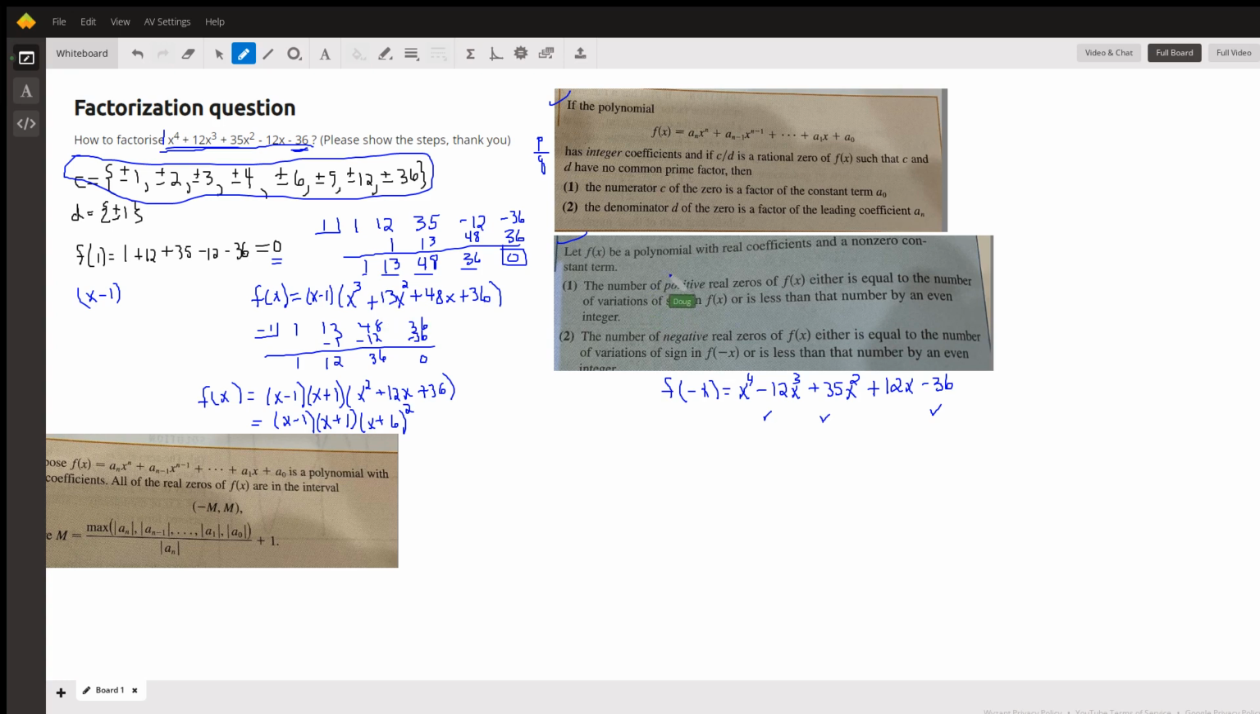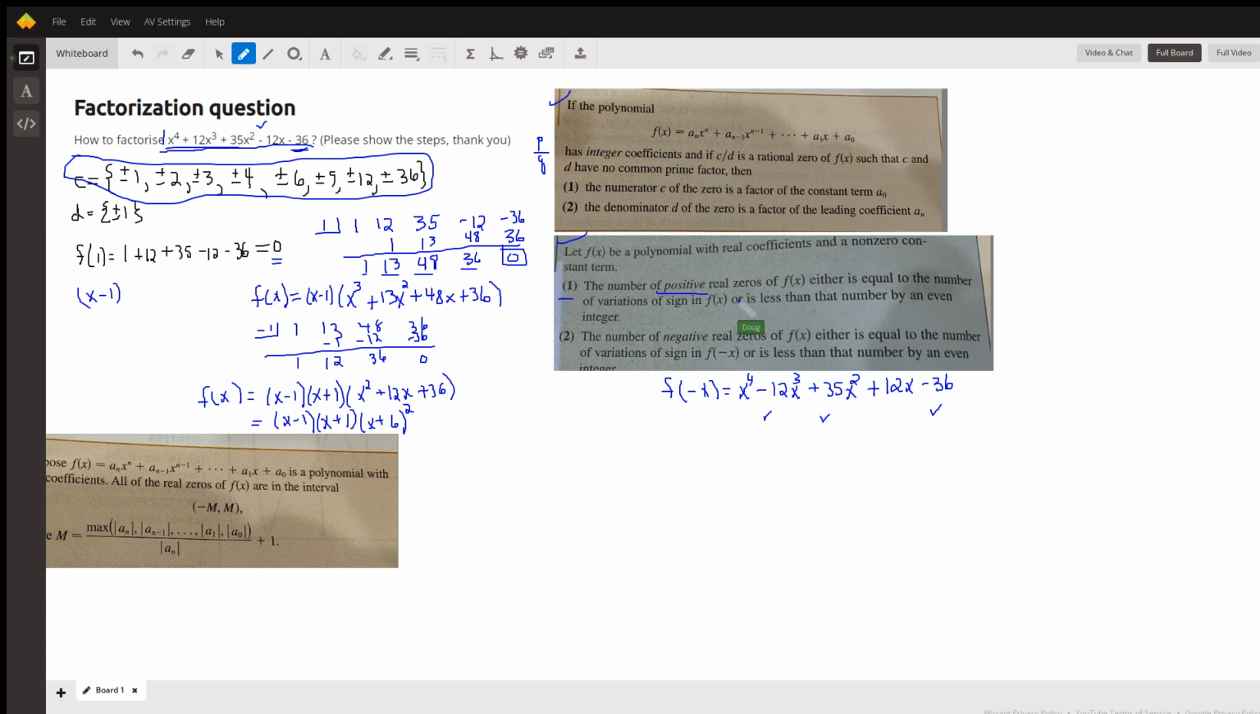Now, once we've got that one positive root, Descartes' rule of signs says that the number of positive real zeros is the number of sign changes of f of x, or is less than that integer by an even number. So how many sign changes are there in this function? Well, you've got plus, plus, then a minus. So there's only one sign change. So that means this is the last positive root.